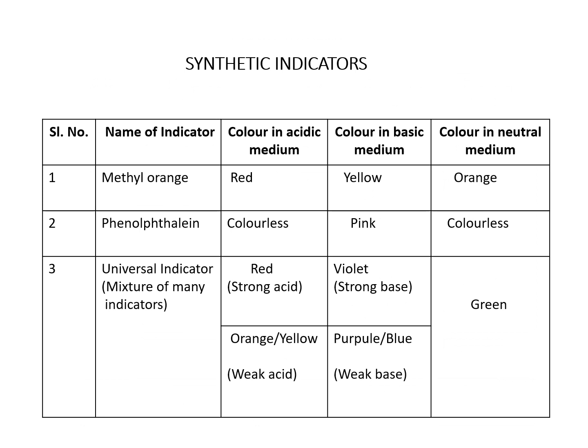Now let us come on to the next type of indicator, that is known as synthetic indicators. So what are synthetic indicators? I have already discussed that these indicators are prepared inside the laboratory, means they are man-made indicators. Among these, the first is methyl orange. When methyl orange is added to an acidic medium, it will impart a red color. When the same methyl orange is added to a basic medium, it will impart yellow color. And if methyl orange is added to a neutral medium, that is water, the color will be orange.